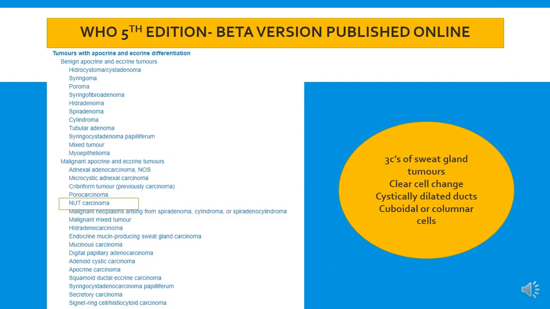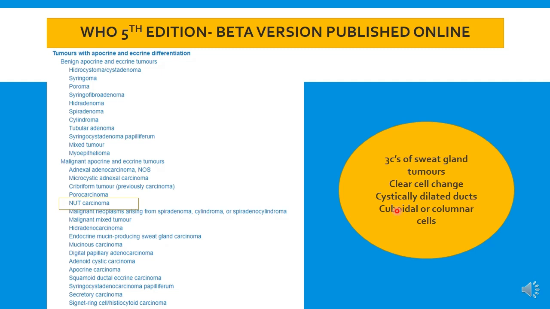So we'll move on to the classification of eccrine and apocrine tumors. Before going into the details of eccrine and apocrine tumors, I want you all to remember the 3 C's of sweat gland tumors. You expect clear cell change in certain tumors, and cystically dilated ducts are present which are reminiscent of sweat glands. You can note these cystically dilated ducts in certain tumors, which will help you point towards a sweat gland differentiation.